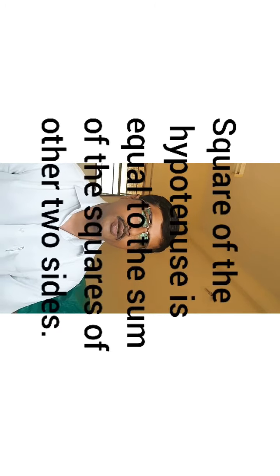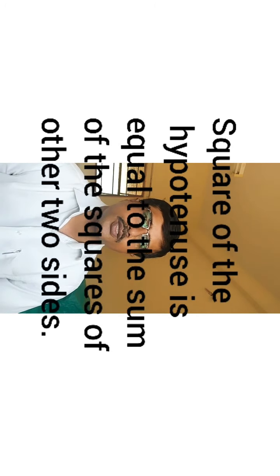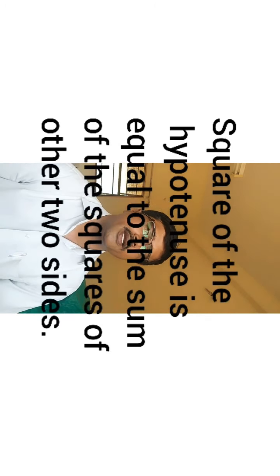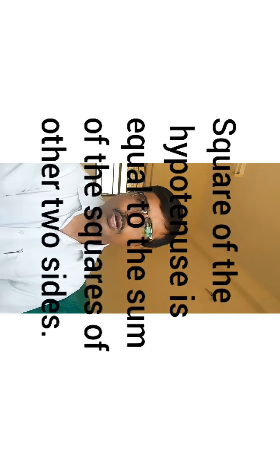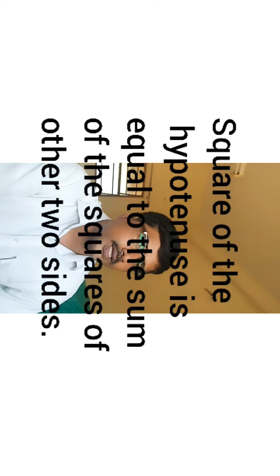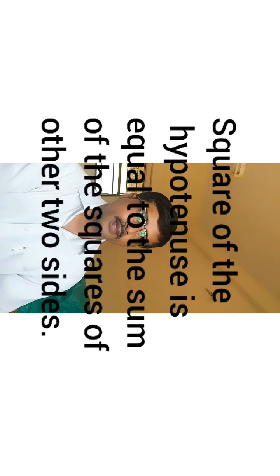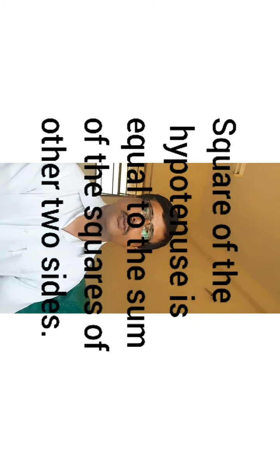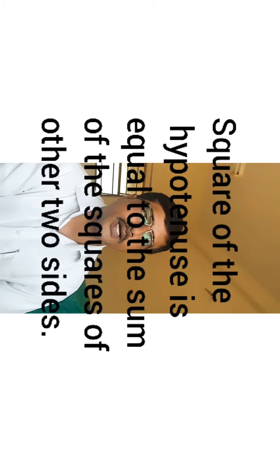Now, what does this Pythagoras theorem statement say? The statement says that in a right angle triangle, the longest side is the hypotenuse. The square of that longest side is always equal to the sum of the squares of the other two sides.